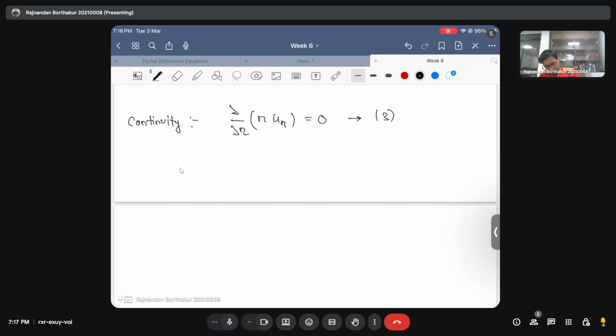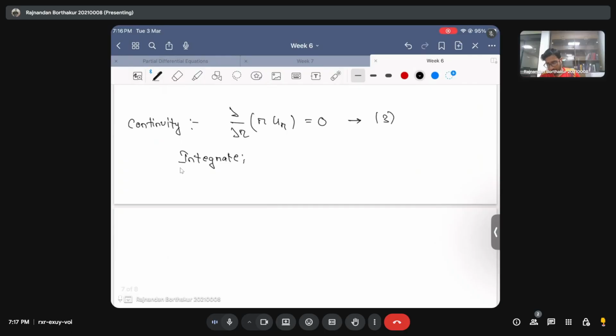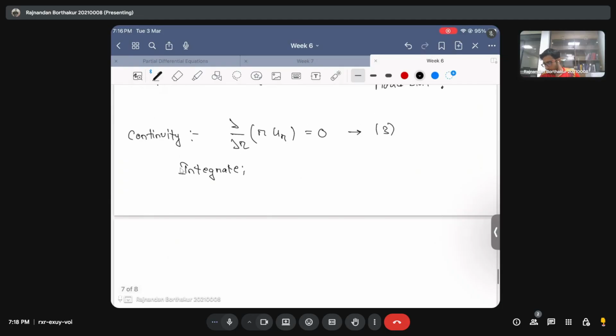If we integrate with respect to r, of course, then you can see that we get what? So we get, yeah, just one second. I'm just comparing certain things with respect to my notes. Okay, so I have this.